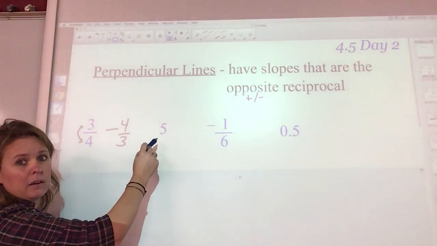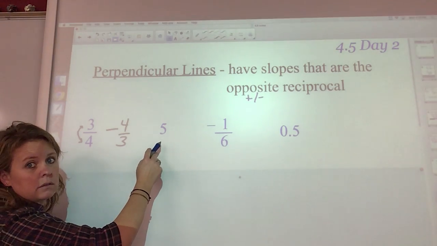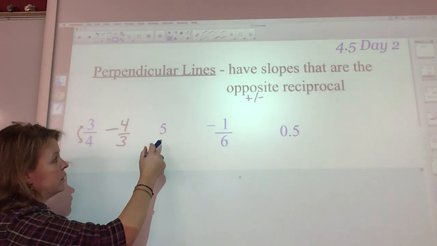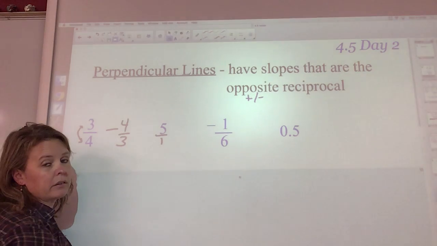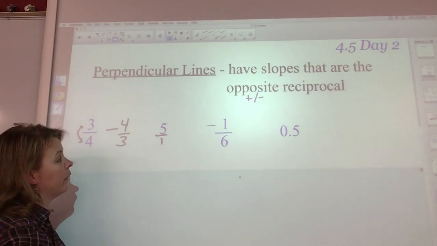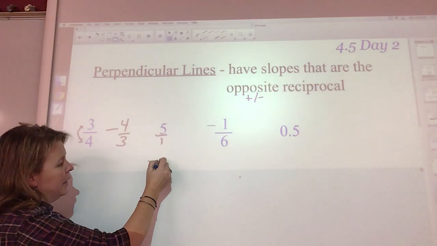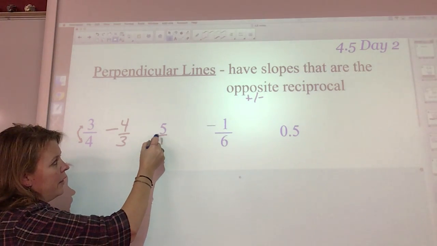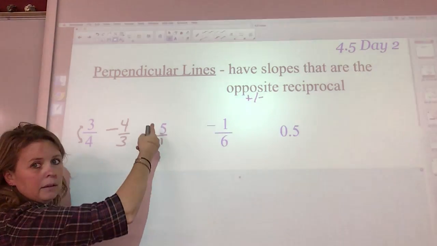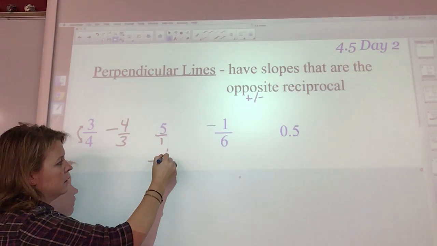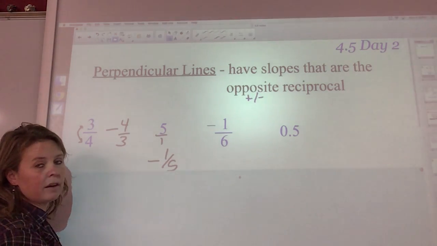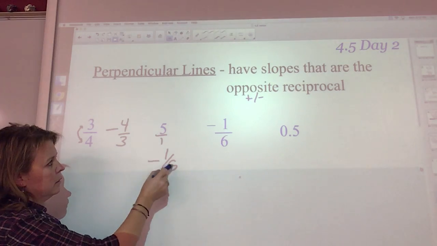My 5 over here, not a fraction. So how do I take the reciprocal if it's not a fraction? Make it a fraction. Put it over 1. Turn the opposite, positive 5, into a negative, and then reciprocal, flip it. 5 over 1 becomes 1 over 5. Opposite reciprocal.